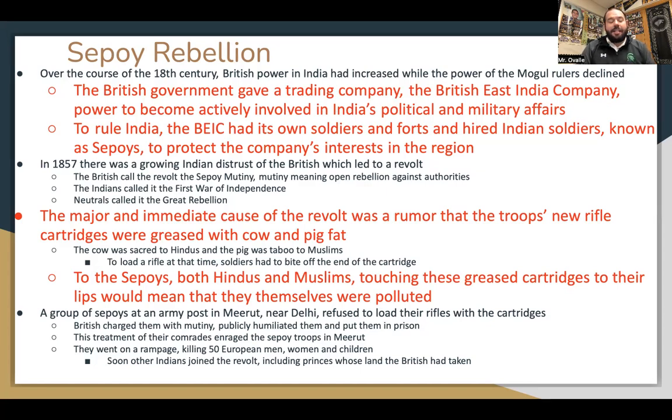against the Indians. So a group of sepoys at an army post in Meerut near Delhi refused to load their rifles with these cartridges. The British will charge them with mutiny, publicly humiliating them and then putting them in prison. The treatment of their comrades enraged the sepoy troops in Meerut. They went on a rampage, killing 50 European men, women, and children. Soon, other Indians will join the revolt, including princes whose land the British had taken from. So everyone's joining in, and they do not like what is happening in their country.